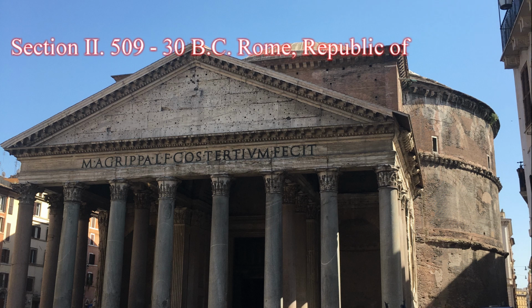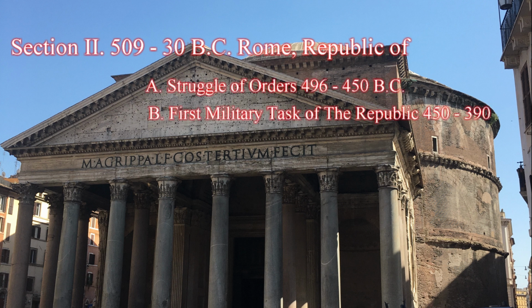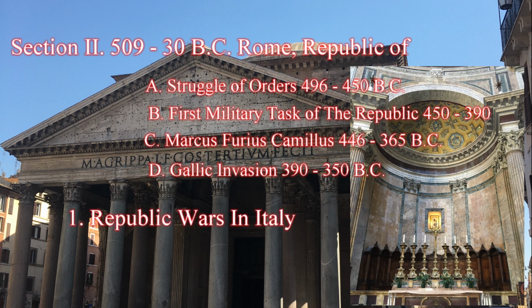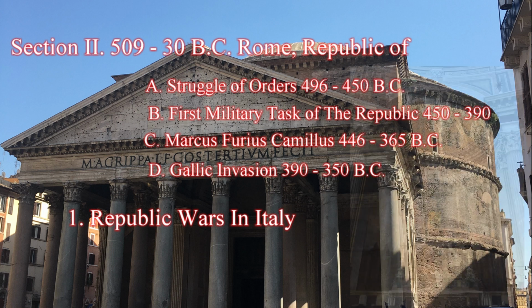And then section 2 is the Republic of Rome. This one is going to have many different chapters and subheadings. The first chapter will be the struggle of orders. Then it's the first military tasks of the Republic. Then we go over Rome's first great general, Marcus Furius Camillus, and then the Gallic invasions. Moving into our first subheading of section 2, it's the Republic Wars in Italy.